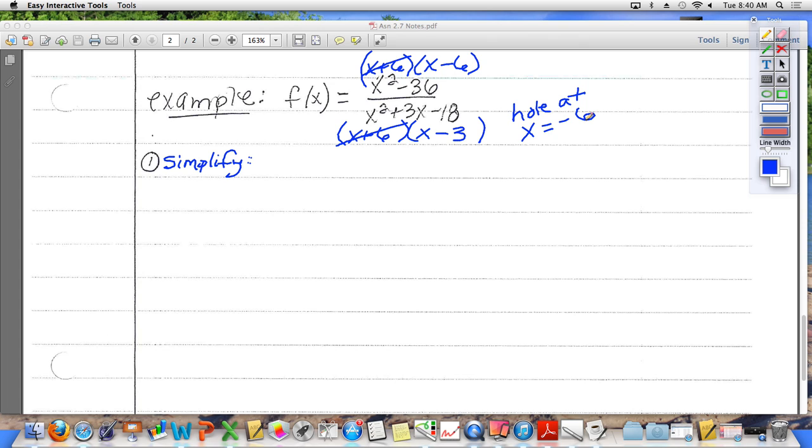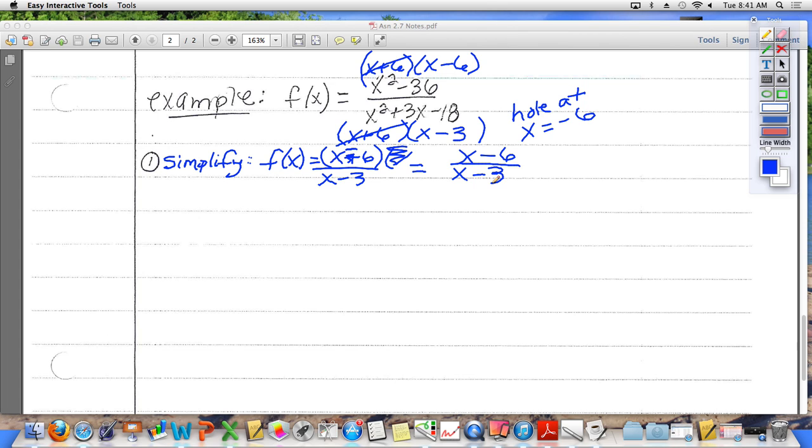Alright, so when I simplify this, f of x is equal to x minus 6 divided by x minus 3. I'm going to rewrite that so it looks nicer.